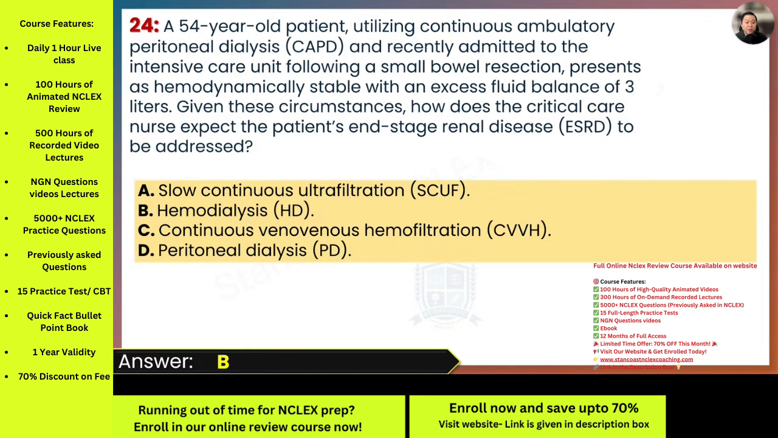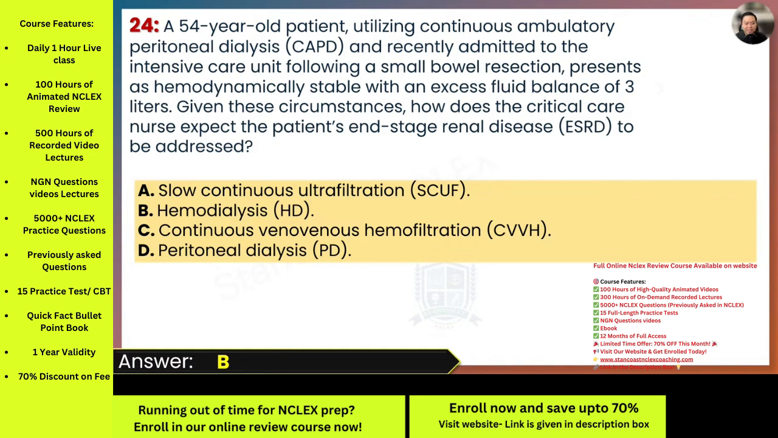And even though the patient has been using continuous ambulatory peritoneal dialysis at home, this treatment is not feasible right now. It's because of the recent abdominal surgery. So they need to have that hemodialysis instead. And because they had the abdominal surgery, this will complicate the use of peritoneal dialysis because of the potential risk of infection and the possible complications in the peritoneal cavity. And so that's why B is the best choice.